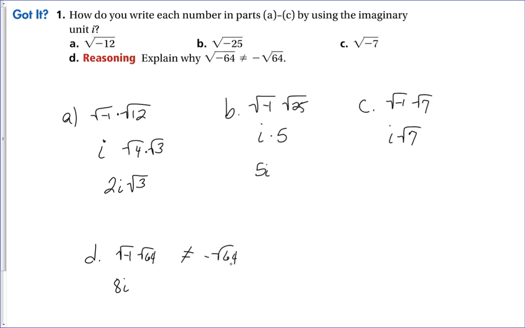And if we break this down, well, the square root of 64 is 8. So this is essentially just going to equal negative 8. Well, 8i does not equal negative 8. So that is why the square root of negative 64 does not equal negative square root of 64. Because remember, when you have a negative underneath the square root, you're going to have the imaginary unit i in your answer.